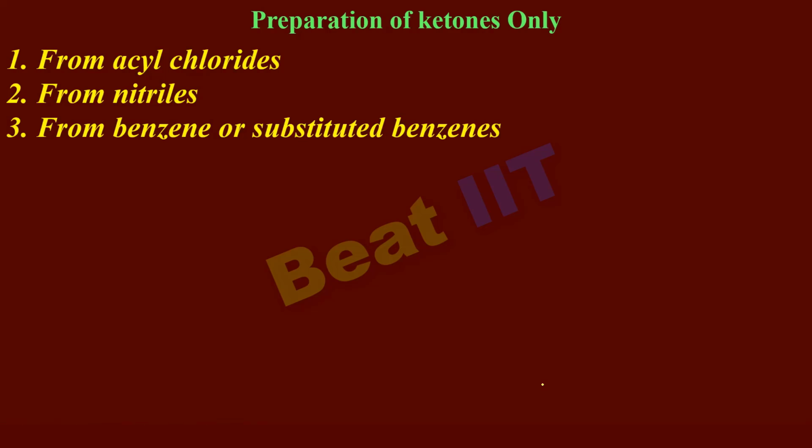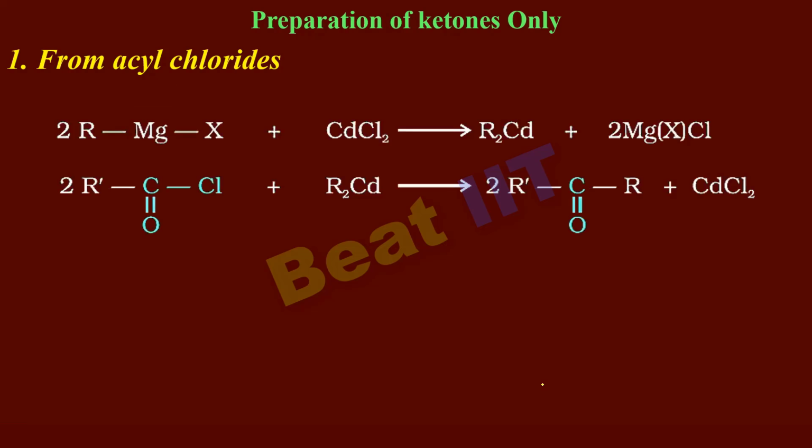The last category is for preparing ketones only. Here we have three subheadings: from acyl chlorides, from nitriles, and from benzene or substituted benzene. First one, from acyl chlorides. In this case, we have acyl chloride. This group is acyl group and chloride. We get it reacted with alkyl cadmium. So this is dialkyl cadmium, or you can say alkyl cadmium as well. When it is reacted with acyl chloride, we get ketone.